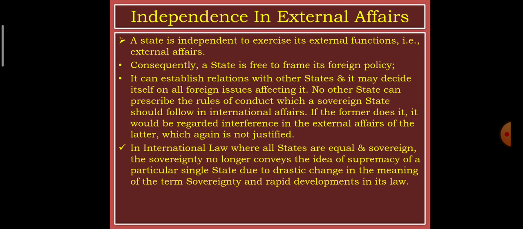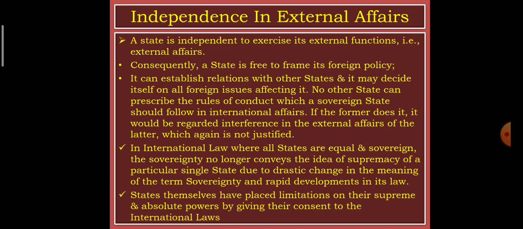It is not justified. In international law, where all states are equal and sovereign, sovereignty no longer conveys the idea of supremacy of a particular single state, due to a drastic change in the meaning of the term sovereignty and rapid developments in its law. So, earlier there was a meaning for sovereignty, but since international law has developed rapidly, it has gained the power to control these sovereign states.